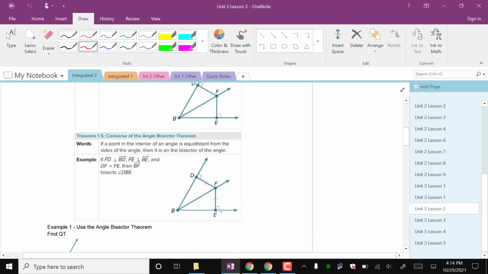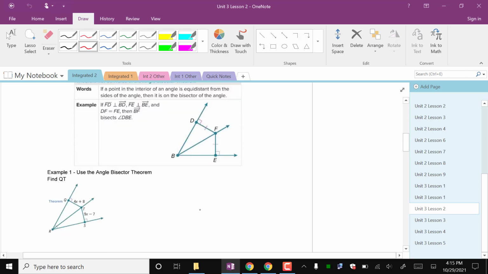The converse of the angle bisector theorem states that if a point in the interior of the angle is equal distance from the sides of the angle, then it is on the bisector of the angle. So we see point F right here is equal distance from both of the sides, so it's going to be on the bisector of the angle. So let's take a look at the first example.